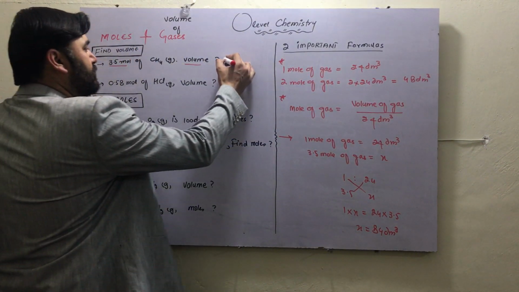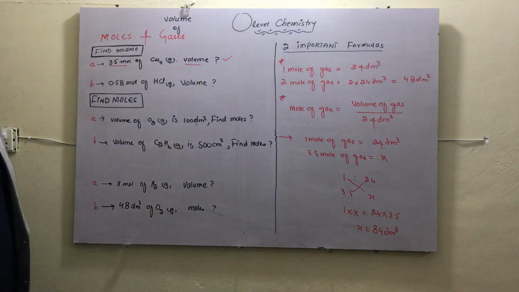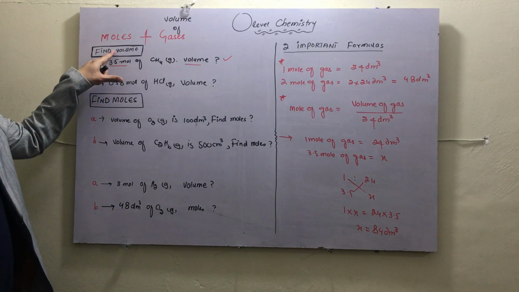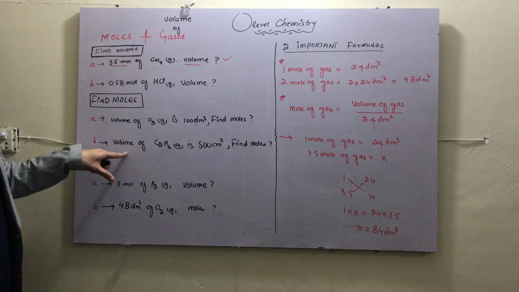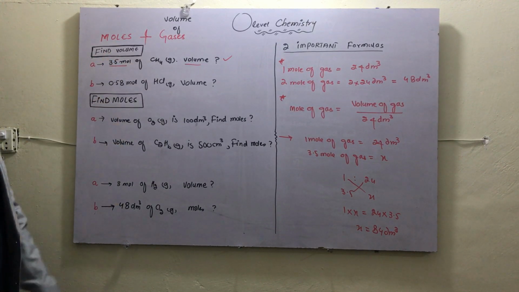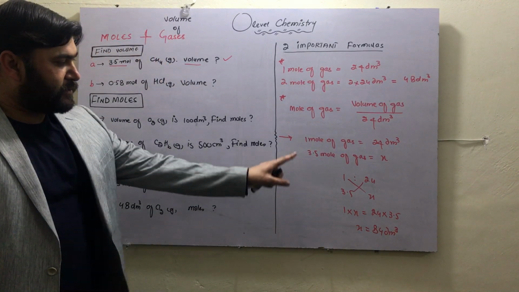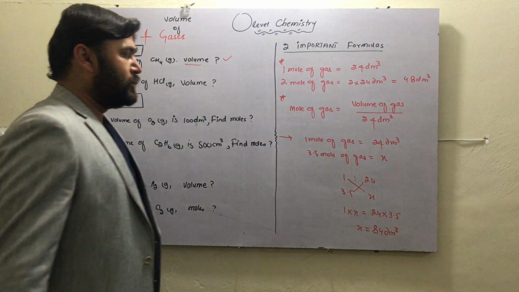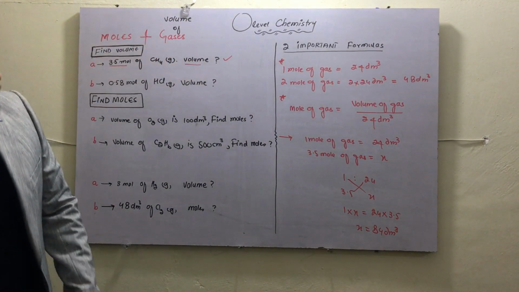So this is very easy. You can find the volume of any substance this way. These two questions are how to find the volume, and these two questions are how to find the mole. For finding the volume, you can get the same answer from the formula too. Just put the values in it and you will get the answer.